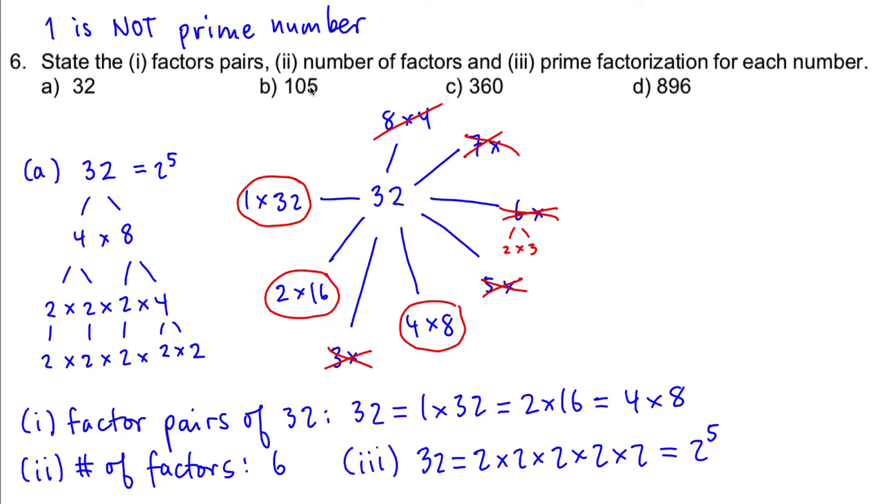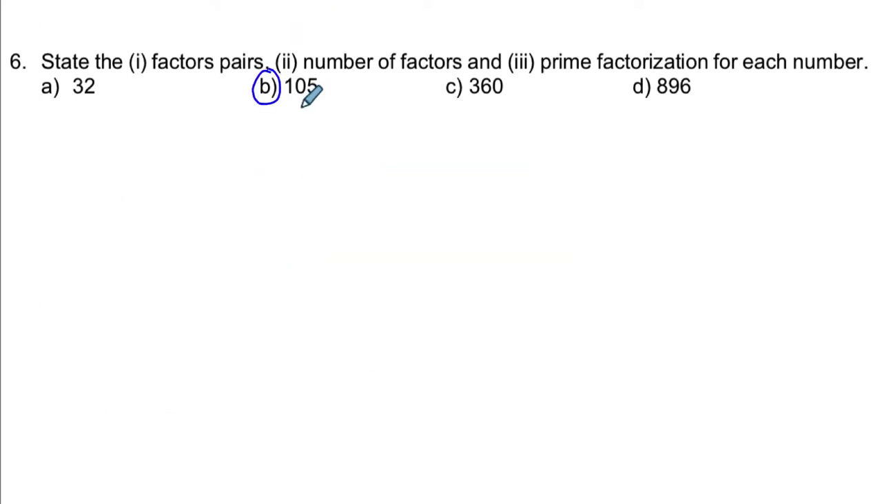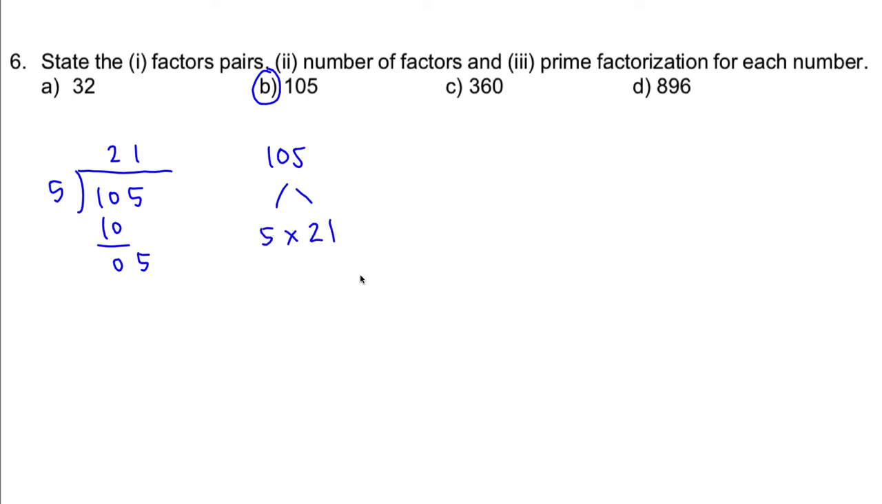Okay, we're going to do that for 105, 360, and 896 as well. To start factoring 105, notice that 105 ends in the digit 5. So 5 is a factor, and that means we can divide 5 into 105 evenly. So 5 goes into 10 2 times, and then 5 goes into 5 1 time. So we now know that 105 is equal to 5 times 21, with no remainder. 5 is prime, so I'm just going to write that down, and 21 can be factored into a product of 2 primes, 3 times 7.